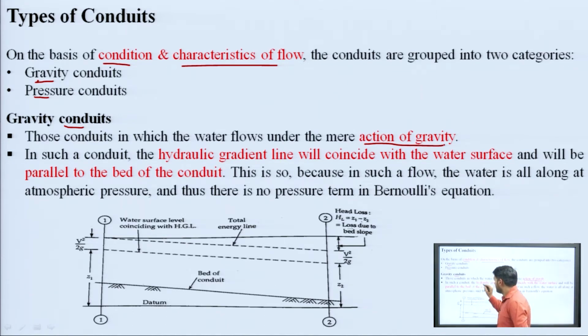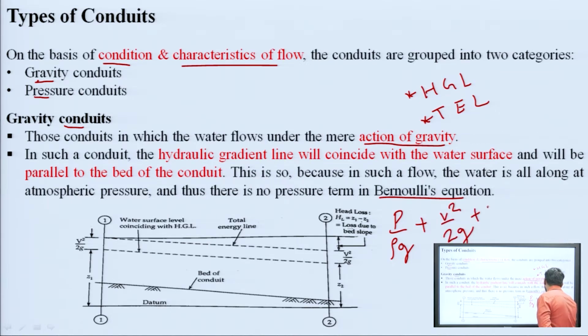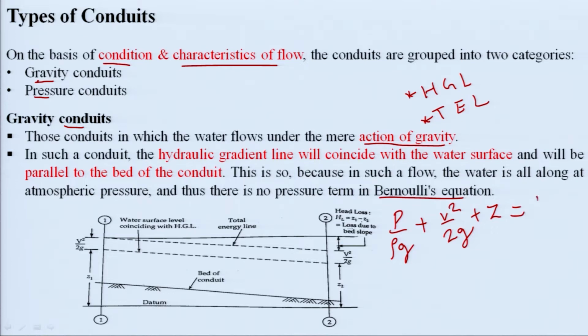In gravity conduits, as we all know, there are two lines. First is the hydraulic gradient line and next one is the total energy line. To know these two things, we need certain ideas regarding Bernoulli's theorem. In Bernoulli's equation, there are basically three heads. First one is pressure head, that is P by rho g. Second one is velocity head, that is V square upon 2 g, and third one is datum head, that is represented by Z, which is constant.